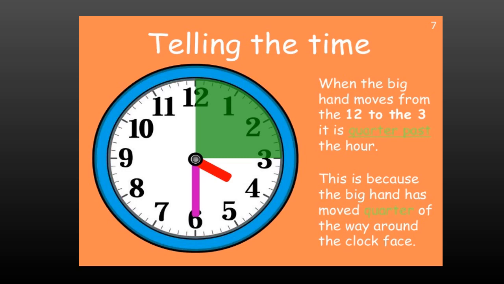Now we have to notice when the big hand moves from the 12 to the 3, so it's quarter past any hour the short arm points to. This is because the big hand has moved a quarter way around the clock face.